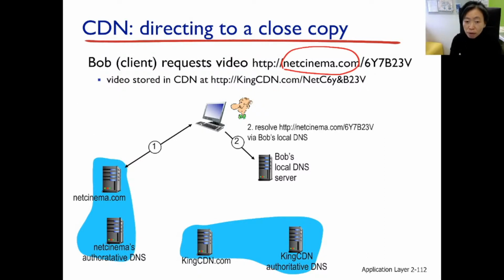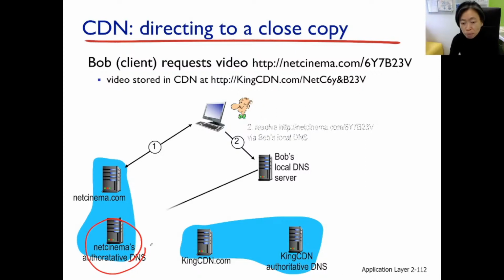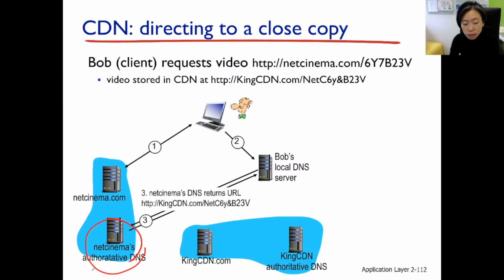But what happens here is, Bob's browser sees this is the host to contact. So first things first, ask the local DNS server for the IP address of this host. Right? So resolve this. Bob's DNS server will check cache. If not a hit, go to the TLD server. The TLD server will share what is netcinema.com's authoritative DNS server. And so Bob can direct the query to the authoritative DNS server for the IP addresses of netcinema.com.